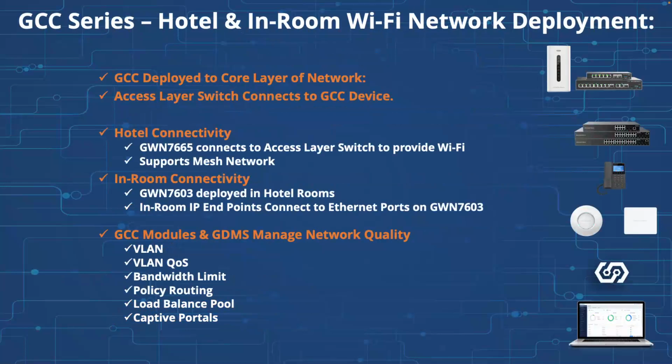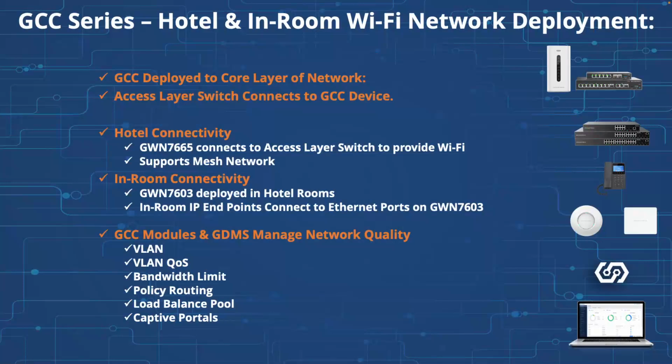And as I'm going through these points, I do have a diagram after this slide that ties everything together, but I do want to talk through it first. So for the hotel connectivity, the GCC device is going to be deployed to the core of the network, and it's going to be connected to an access layer switch. And then additional GWN access points are going to be connected to that switch to provide a Wi-Fi network for the hotel. And in this example, we're using the GWN 7665, which is our Wi-Fi 6E access point.